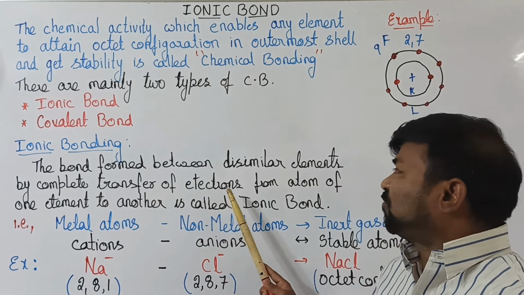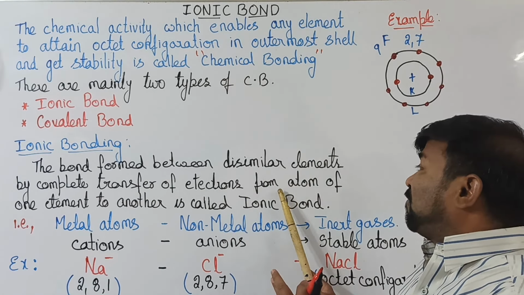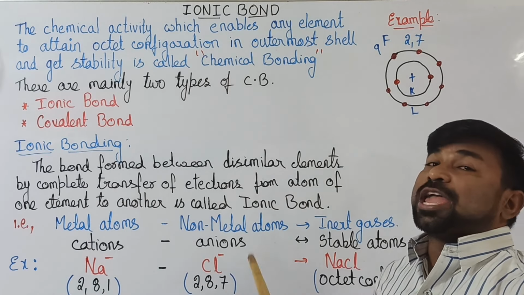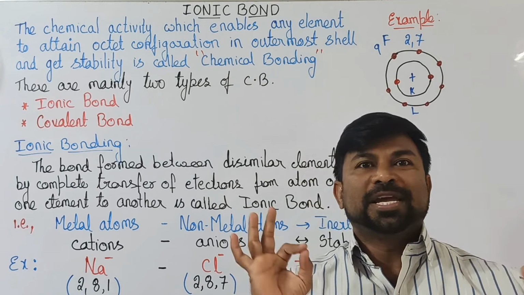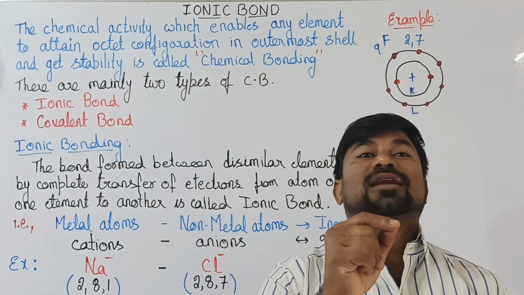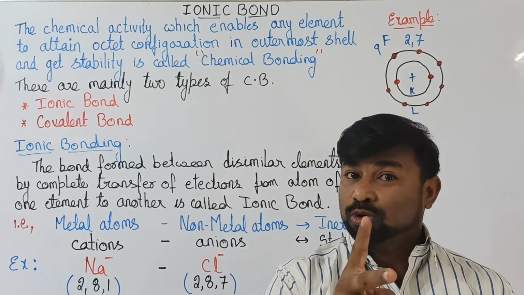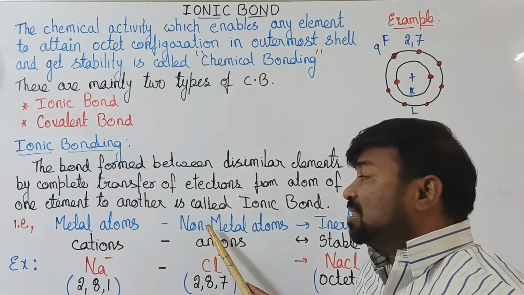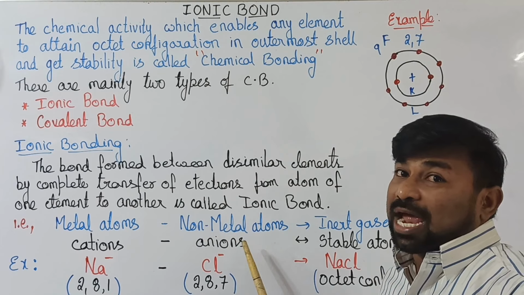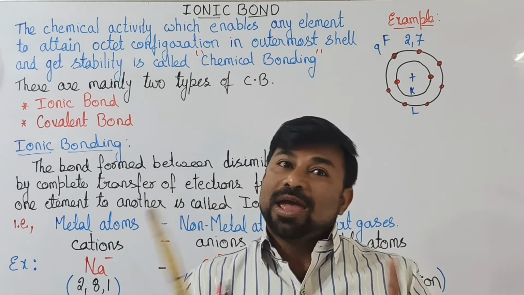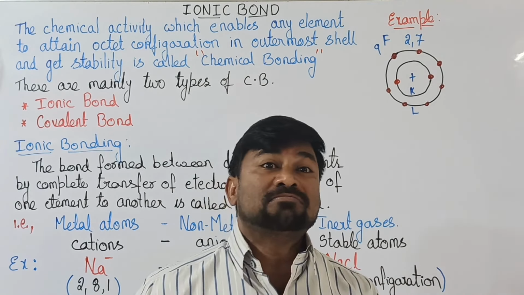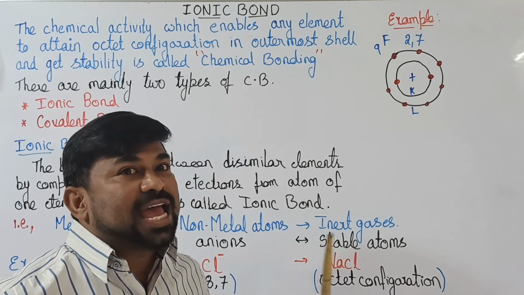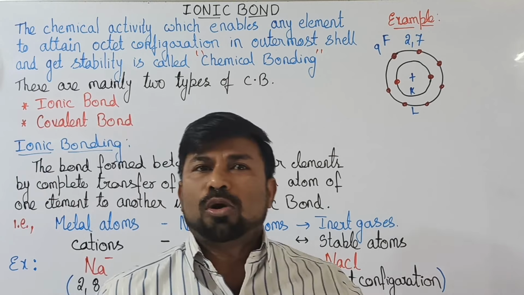That a complete transfer of electrons from an atom of one element to another is called an ionic bond. So complete transfer of electrons takes place in an ionic bond between two dissimilar elements. Right. So one type is metallic atoms, and they are combining with non-metallic atoms. Of course, both metallic and non-metallic atoms are trying to become stable, like inert gases.